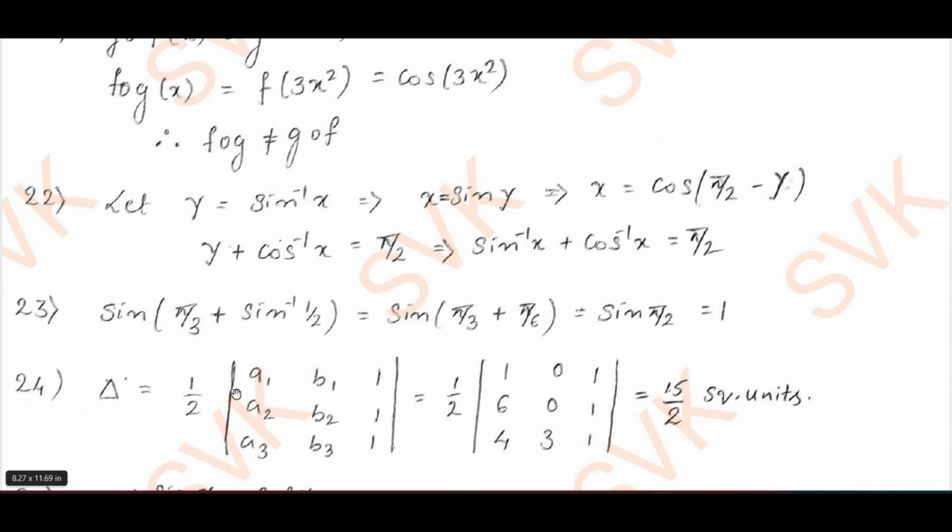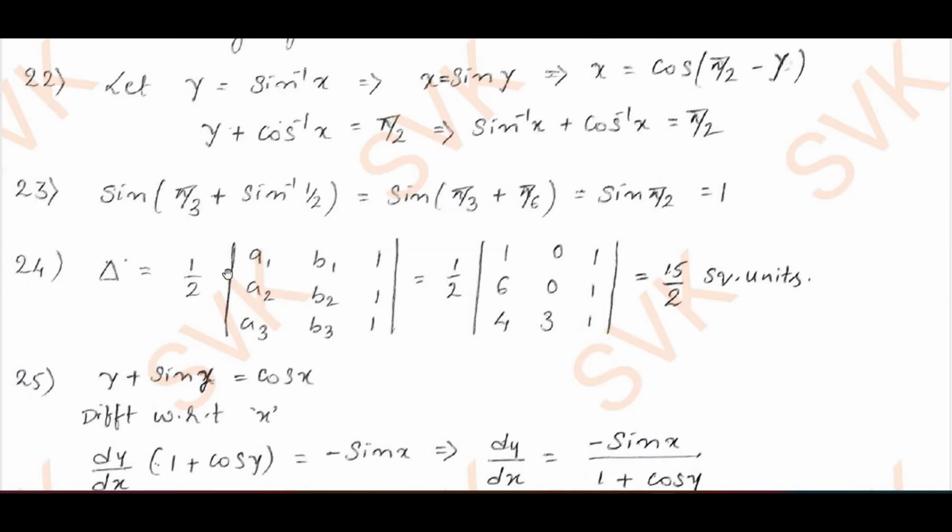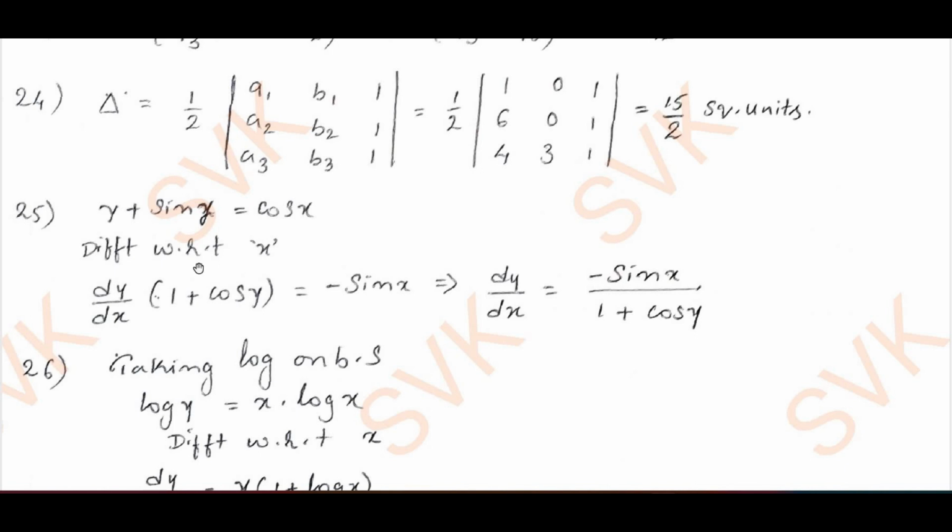Next, moving on to 24. Find the area of the triangle for the given vertices. We are going to find the area. I have got the area as 15/2 square units. Number 25. For the given function, I need to find the derivative. I got the derivative as minus sin x by 1 plus cos y.